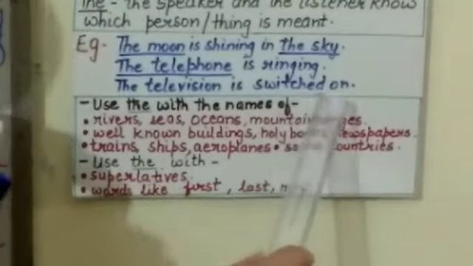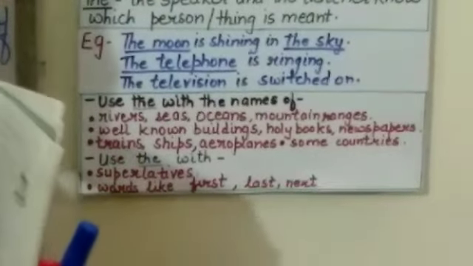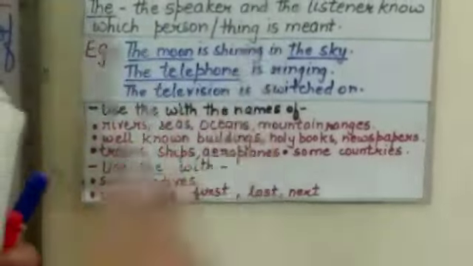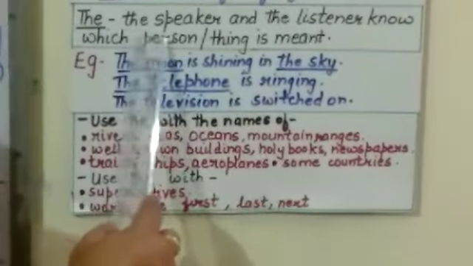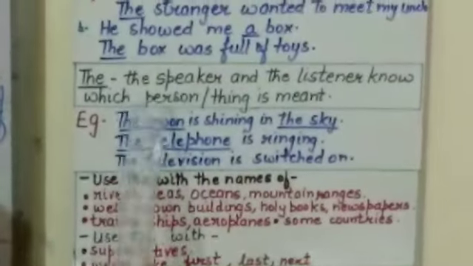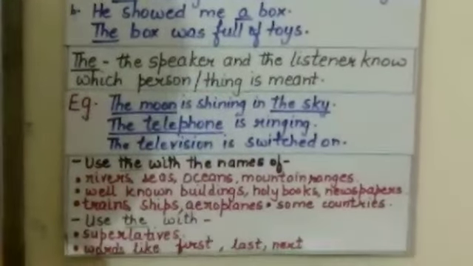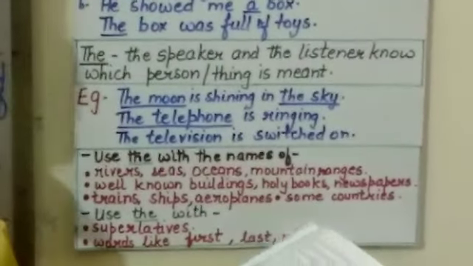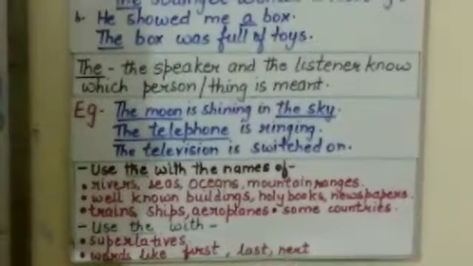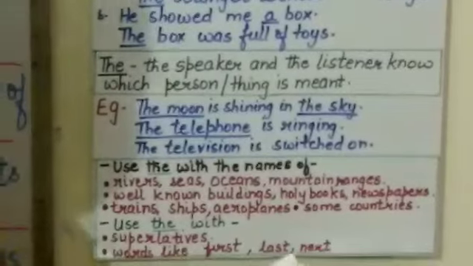The television is switched on. Whose television? Either my television or your television. I'm not talking about any kind of television. I'm talking about either yours or mine. So, we know that thing. The television is switched on. That is what the third case says. The speaker and the listener know which person or thing is being meant or is being talked about. One more example. The door of the drawing room is locked. Drawing room can be either yours or mine. So the door of the drawing room is locked.